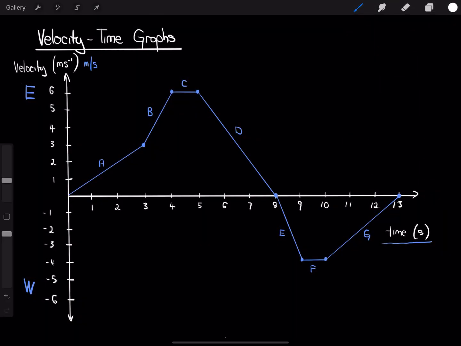Alright, in this final screencast on velocity time graphs, I'm going to show you how we can use them to work out the displacement. In the previous screencast, we learned that the gradient of a velocity time graph tells us about the acceleration of the object.